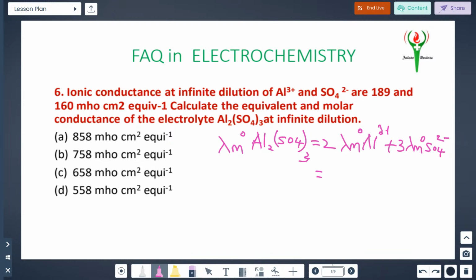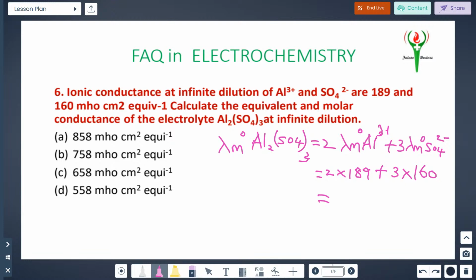So if you split this, after that nothing. We can substitute the values and we can get the answer. Understood? Now everything is given. Now 2 into lambda m naught of aluminum ion is what? 189. So 2 into 189 plus 3 into what? What is sulphate value? 160. Understood? We substitute here. Now we can get the answer.